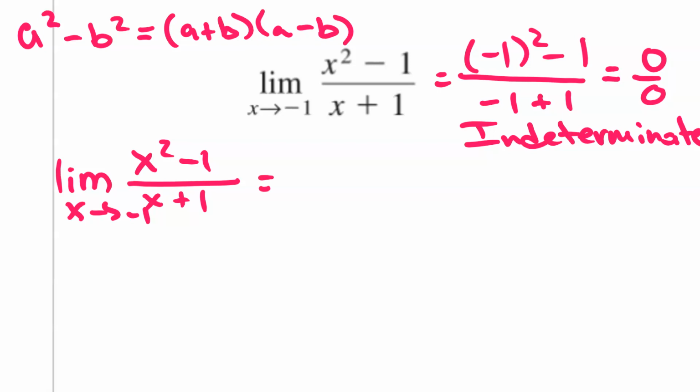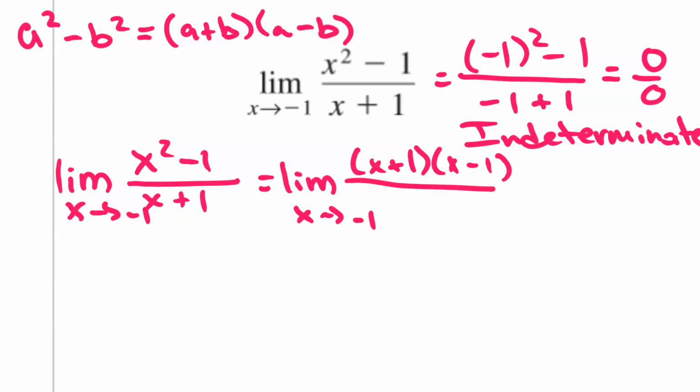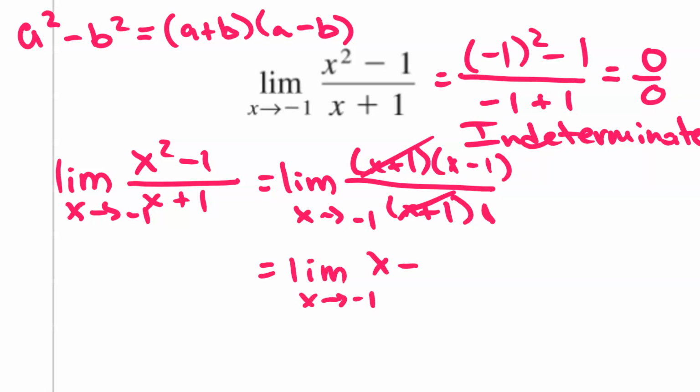So in this case, we've got the limit as x goes to -1 of x plus 1, x minus 1, over x plus 1. X plus 1's cancel. So we've got x minus 1 over 1, or just x minus 1. So we're looking at the limit as x goes to -1 of x minus 1. Direct substitution, -1 minus 1, -2.